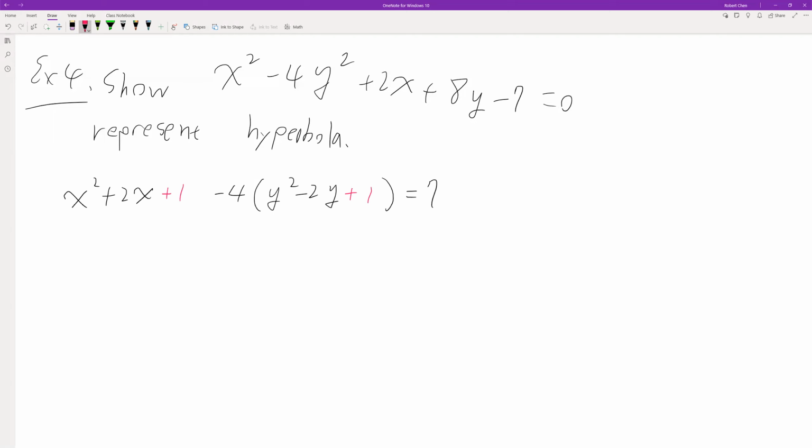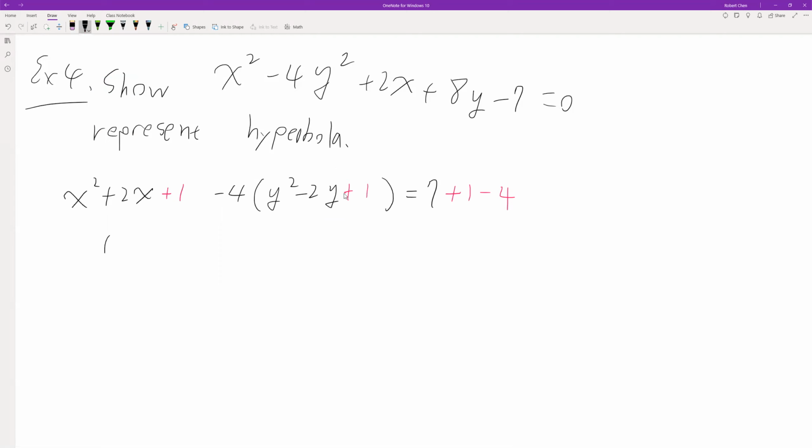Actually, let me not do that yet. So when I add a 1 to complete the square for x, I also need to add a 1 on the right. And here for y, I'm going to add a 1 as well. But when I add a 1 inside the parentheses, we also need to multiply by the -4. So in fact, I'm actually subtracting 4 in this parentheses. So if I subtracted 4 on the left, I also need to subtract 4 on the right. Okay.